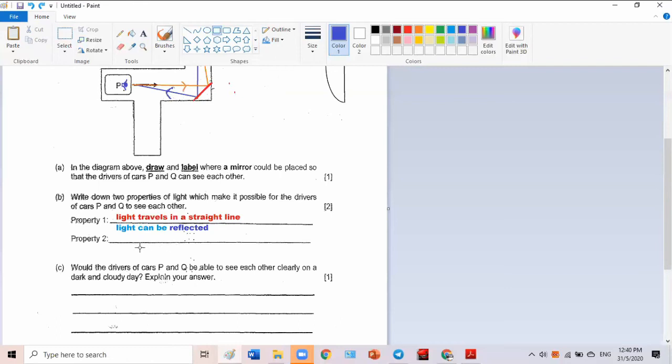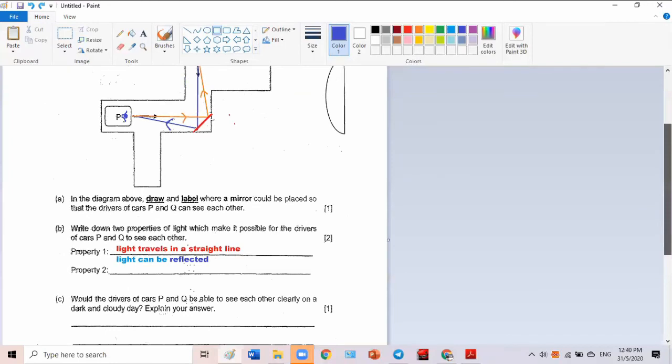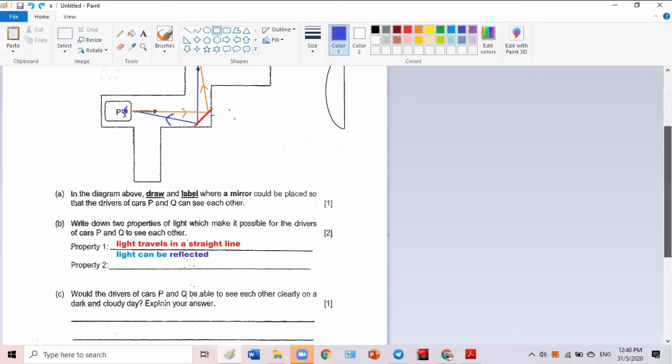Thank you. Why would drivers of car P and Q be able to see each other clearly on a dark and cloudy day? What do you think? Carissa, answer. Why do you think they can see each other on a dark and cloudy day? Because they can switch on their headlights. Yes, because on a dark and cloudy day they switch on the headlights, right? And the headlights are reflected off the mirror. Yes or not? Okay?